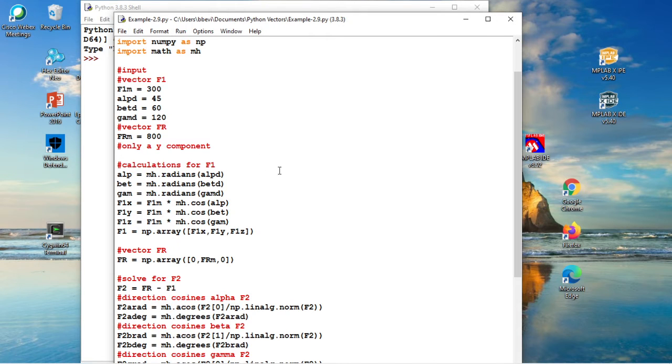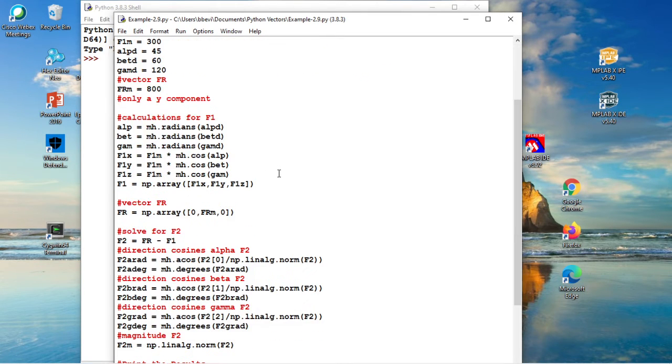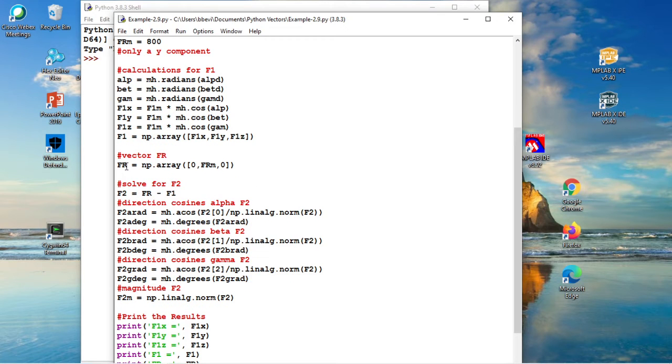Next, we want to convert these to radians, because we need the angles in radians if we're going to use the sines and cosines. So we use this function to do that. Then we can calculate the x, y, and z components using the direction cosines and the magnitude. Then I create f1, the vector, using np.array. For the resultant, it's really simple: it's just the 800 magnitude along the y-axis.